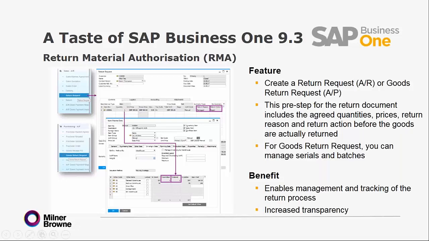Additional features that aren't displayed here are you can also create this return material document from within a service call, and it also is displayed in the open items list. So you can see all RMAs that have been raised but not yet received back. So this really does streamline the process around after-sales service.